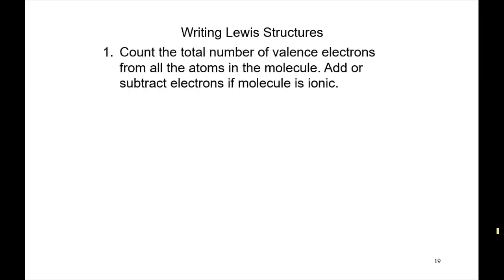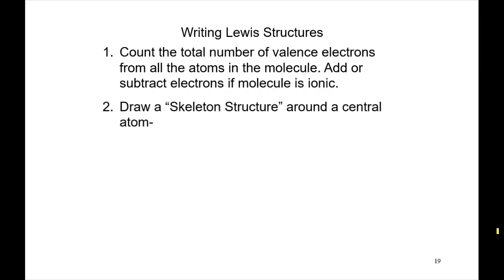So what I do is, first of all, I look at all the atoms in the molecule, and I count all the valence electrons. If what I'm drawing is, let's say, a polyatomic ion, then I have to either add or subtract electrons depending on what the total charge is.